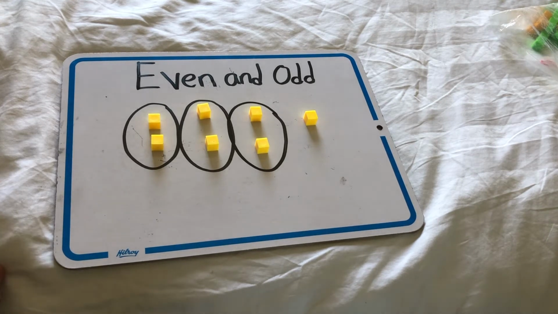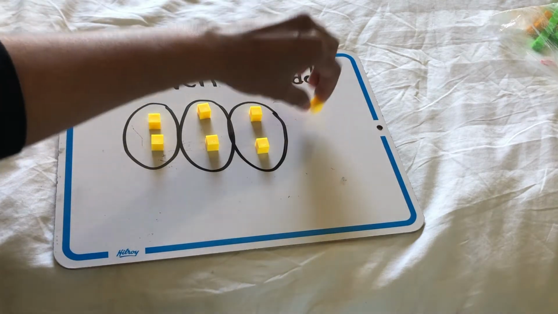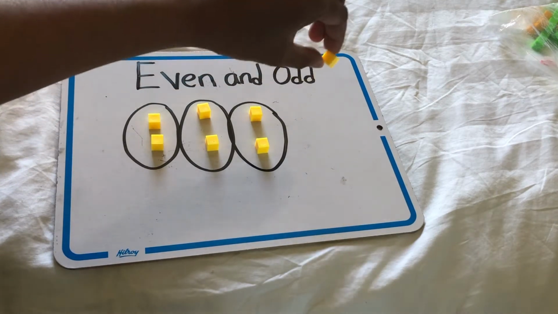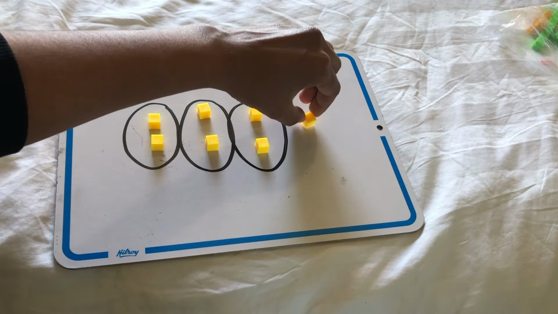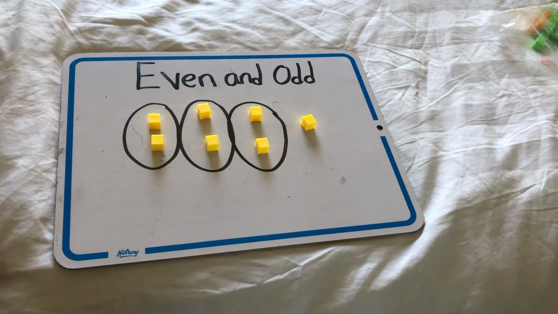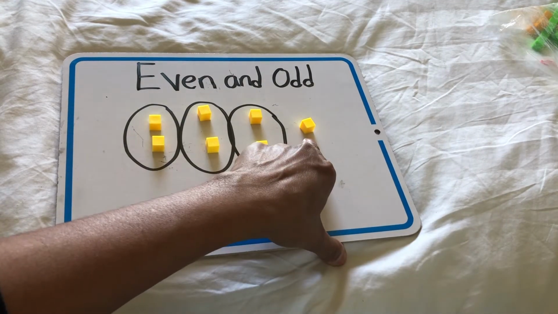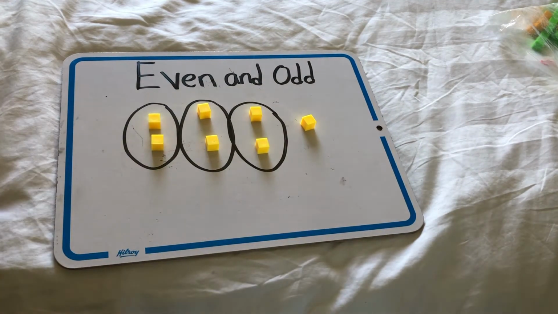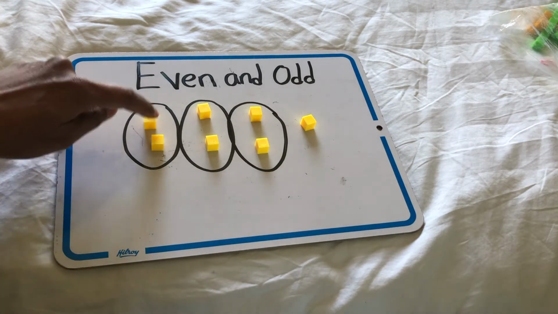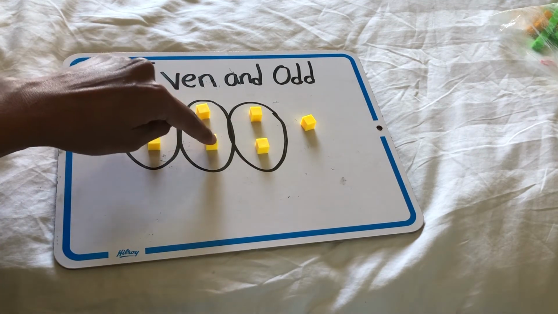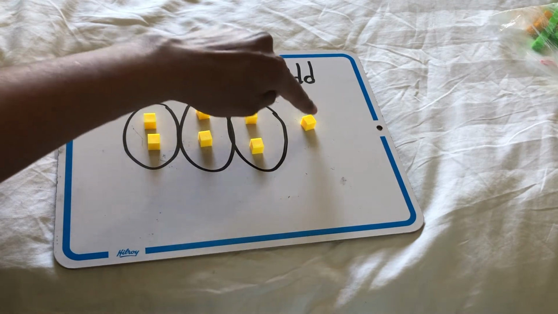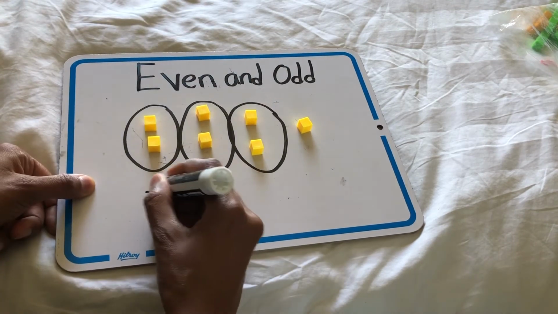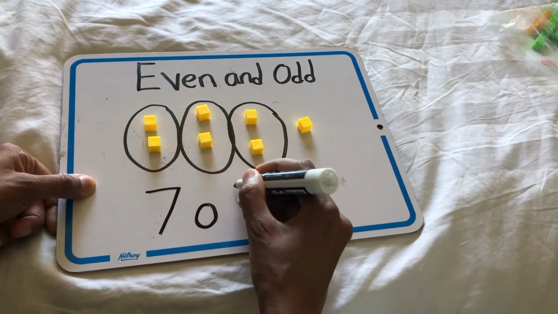So this number of cubes is going to be odd because we have one cube out here that doesn't have a buddy. We cannot group this number evenly by 2 because there's one left out. Let's see what number this was. 1, 2, 3, 4, 5, 6, 7. So 7 is an odd number.